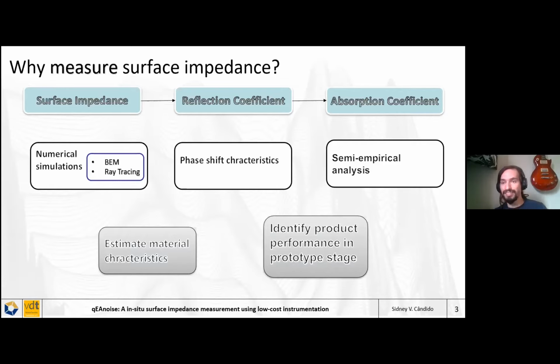And for me, as a small manufacturer, I build my own acoustic treatment devices. I identify the product performance in the prototype stage. So what that means is, with this technique, at least the one I presented for you guys, I can build a small sample and measure a small prototype, and qualify what I predict in terms of absorption coefficient or surface impedance. And it's okay, now I produce more of that material.